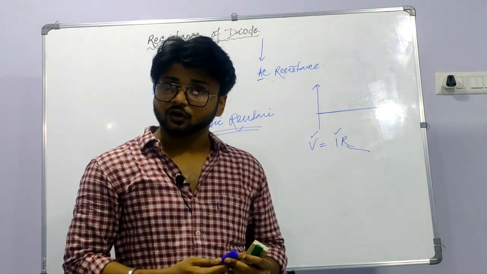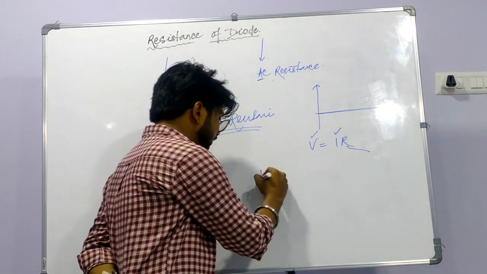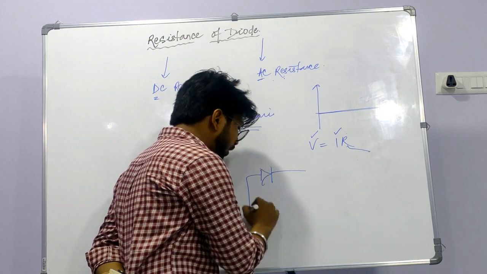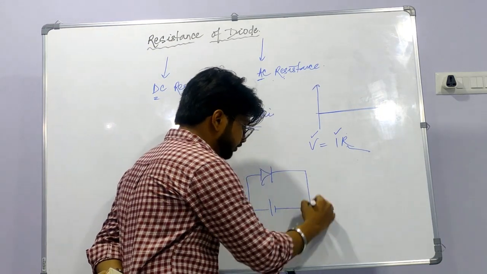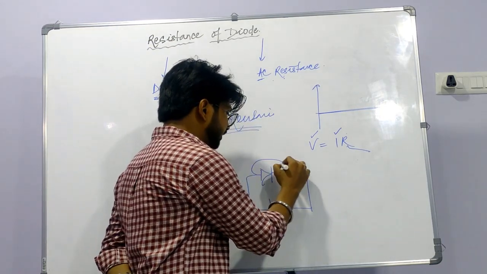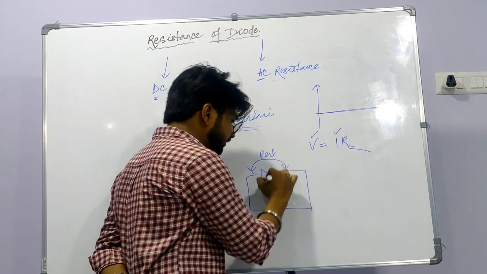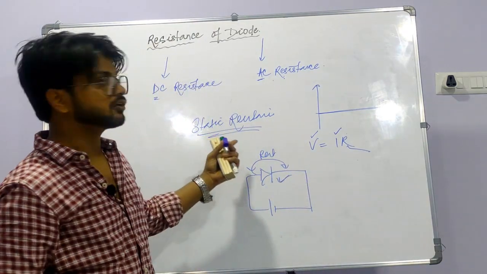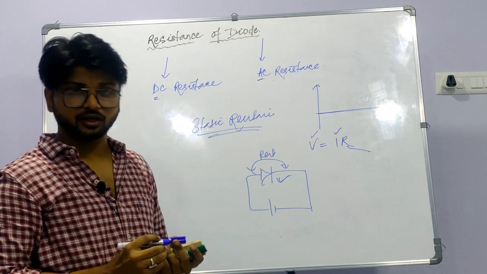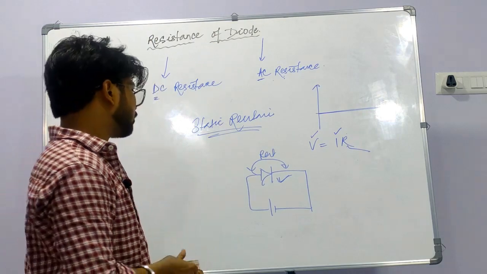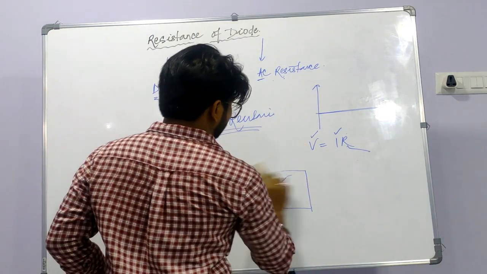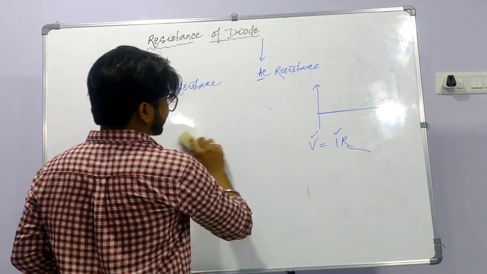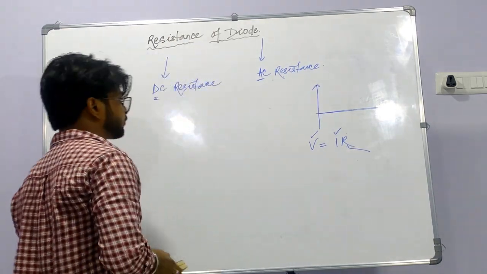Now, analyzing the DC resistance of a diode, it is defined as the resistance produced by a semiconductor diode when used in a circuit which is powered by a DC source. This resistance is called the static or DC resistance of a diode. Now let us look at the DC voltage-current characteristic of a diode.